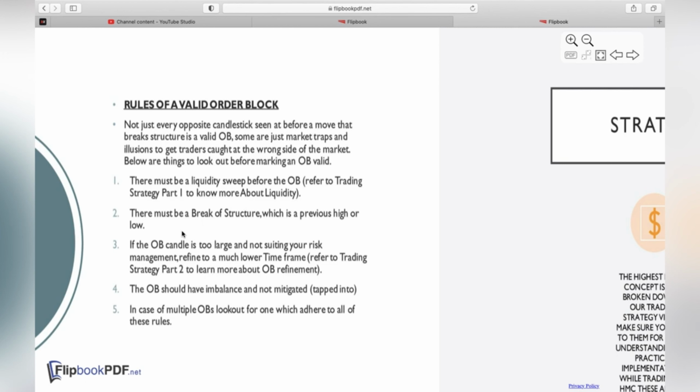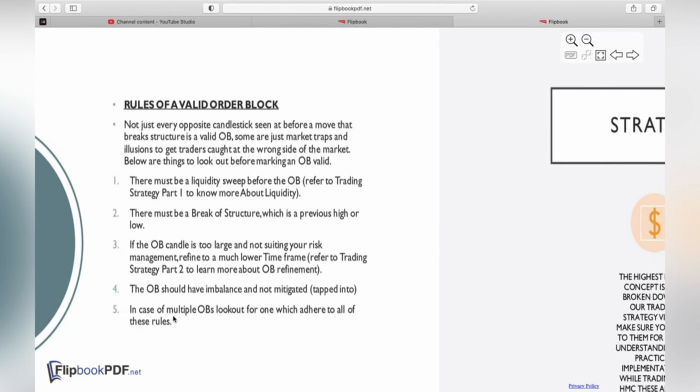Number 4, it says the order block should have imbalance and not be mitigated. Mitigation means tapped into. They shouldn't touch it, like no wick should be in it. No candle should have mitigated it before you are looking to take it as an order block. It should be imbalanced. Imbalance, I will explain when I get to the chart.